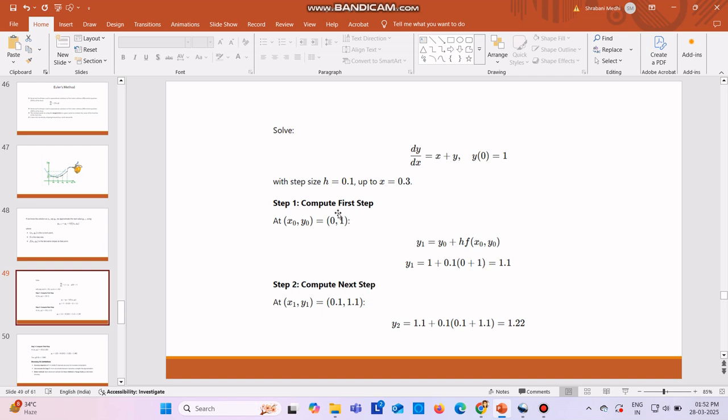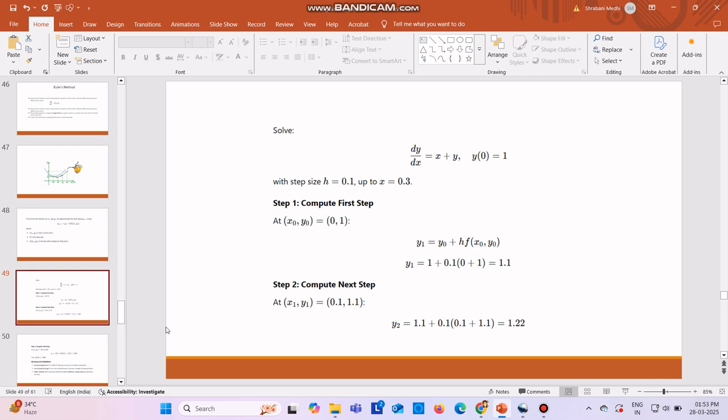First we will compute at x0, y0. That is when x is equal to 0, and we know that when x is 0, y is equal to 1. So we will put it in the formula. y naught is 1, h is 0.1, x is 0, y is 1. We put it in the formula: x plus 1, 0 plus 1, is equal to this. If we solve this, we will get 1.1. Then we will go to step 2. Now what is the new value of x and y? x will become 0.1 and y1 is 1.1. Again we will put it in the formula and we are going to get this value.